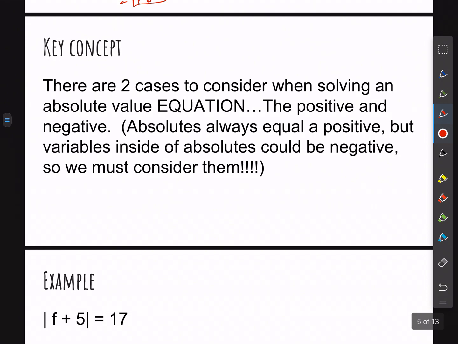Now, when we get into equations, the key concept is this. Whenever there's an equal sign, think equal sign. There are two cases to consider when you're solving an absolute value equation. The positive and the negative. And then I wrote here to note, absolutes are always equal to a positive, but variables inside of absolutes could be negative, so we must consider them. What that means is we must consider things that happen in the negative direction, right?